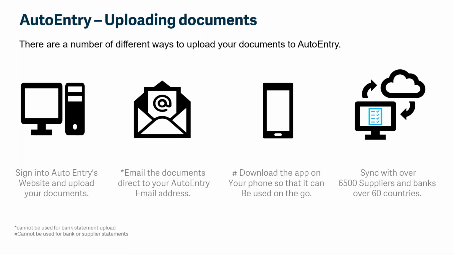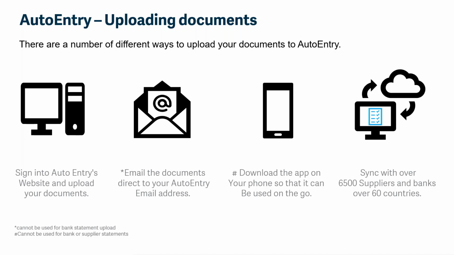Next, we have the AutoEntry app. So you can install the app on your phone, and this is great for sales, purchases, and expenses. It allows you to take a picture of your document on the go and post it straight into AutoEntry whilst you're out on the road or working from home. So it's great if you've got a receipt there in your hand there and then. You can take a photo of it straight away and not worry too much about losing the document in your pockets or in the van or in the glove compartment.